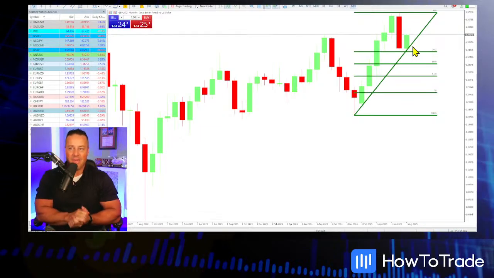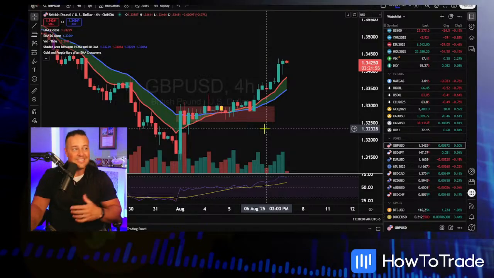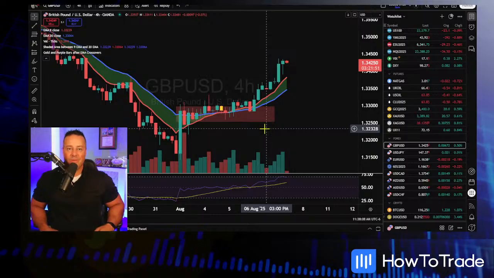I think that if you made a lot of money and you got in on that crossover, if you bought in down there at 133, you're up 125 pips. Is it time to take the money? Could be. It definitely could be.